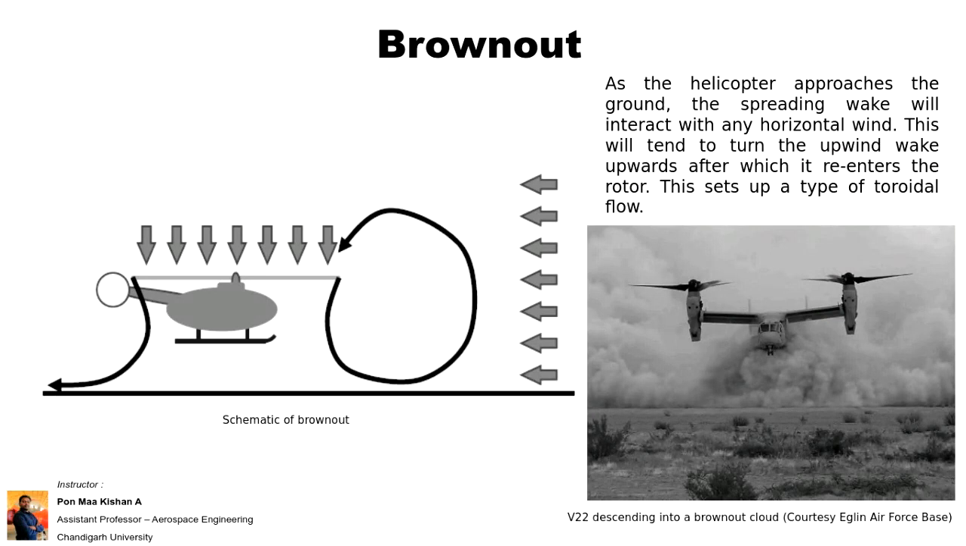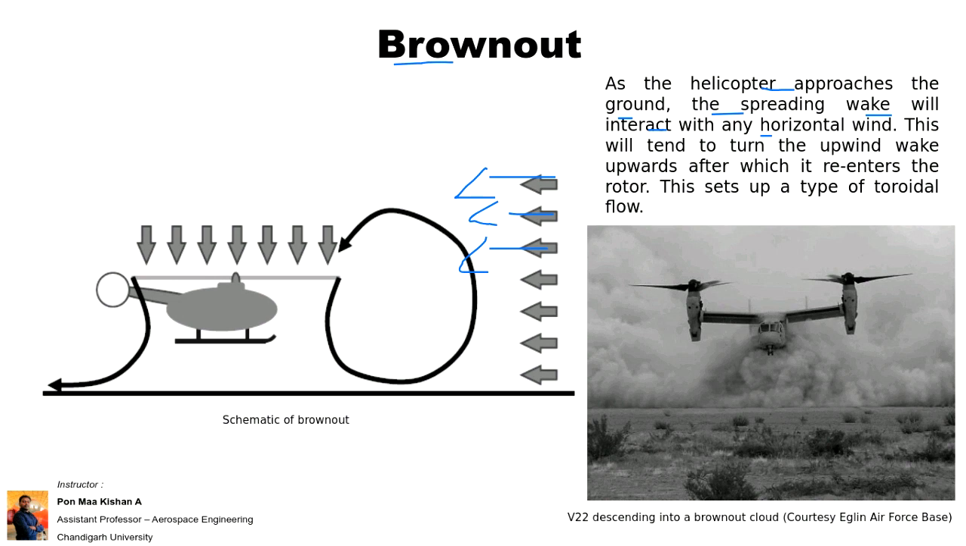Apart from that, this is the last slide. There is another term called brownout. Suppose the helicopter approaches the ground, that is, it is descending to the ground. The spreading of the wake will interact with any horizontal wind. Let's consider that there is a flow moving in this direction.